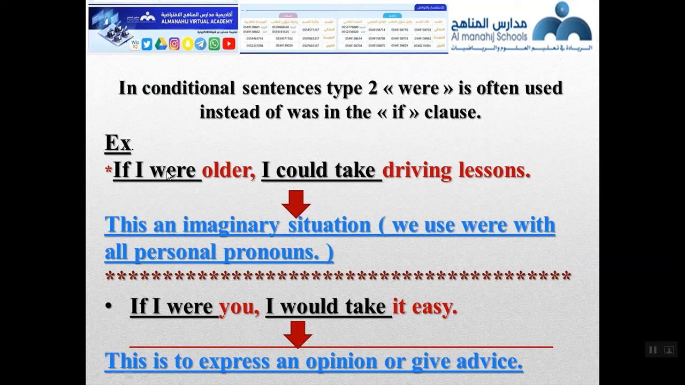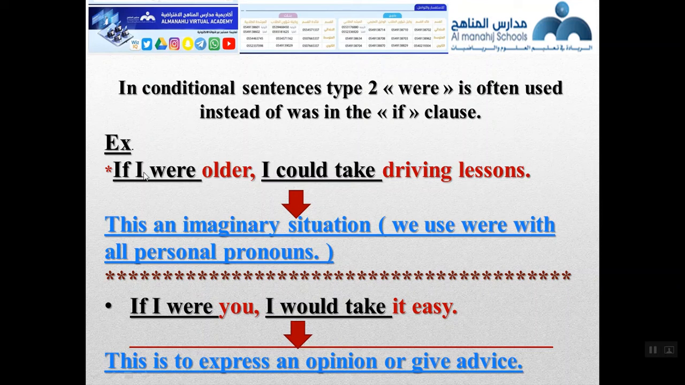But here in this clause, I used if I were because I'm talking about an imaginary situation, موقف خيالي. If I were older, but really I'm not old enough to do this main clause. If I were older, I could take driving lessons, but I'm not old enough to take the driving lessons. It's an imaginary situation. Can I start with I could? Yes, you can start with I could.